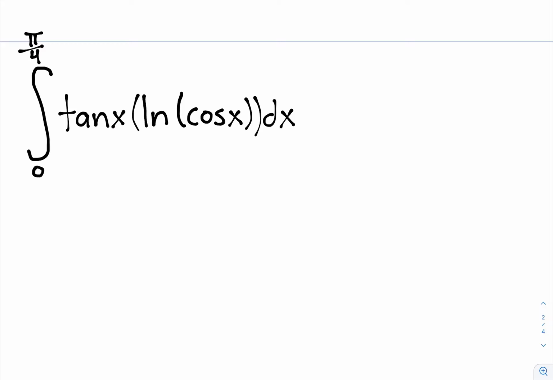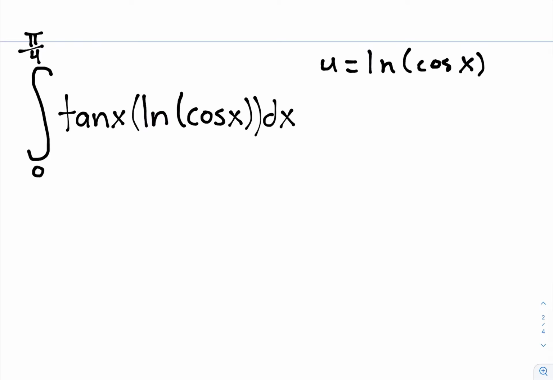Okay, let's look at this one. So this is a composite function. We're taking tan x times the natural log of cosine of x dx. Typically if we see a composite function, we're going to set this whole thing equal to u. So u equals the natural log of the cosine of x.